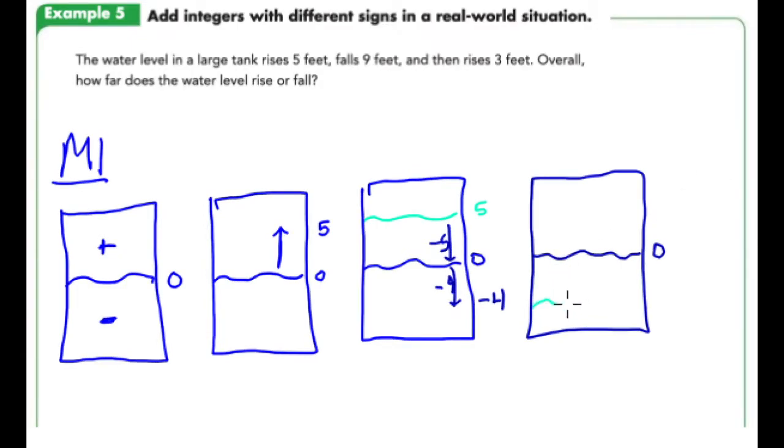So from negative 4 now, we go up 3 feet. It would take us 4 feet to get back to the starting point. We're only going up 3 feet. And by going up 3 feet from negative 4, that would bring us to negative 3, 2, and 1. So we are at a negative 1, which means that the water level fell 1 foot.